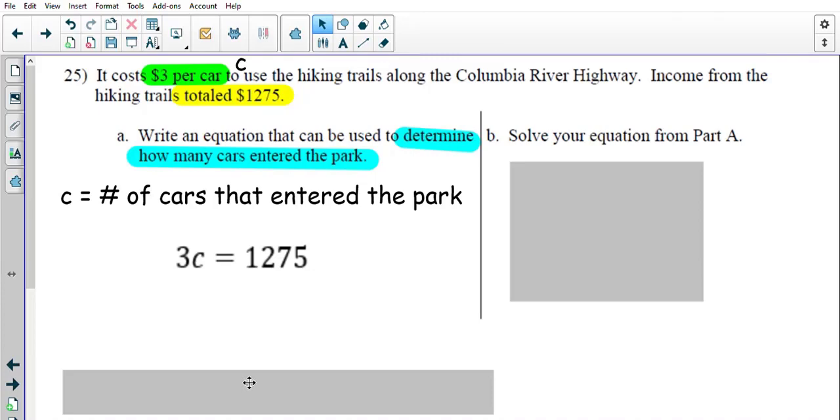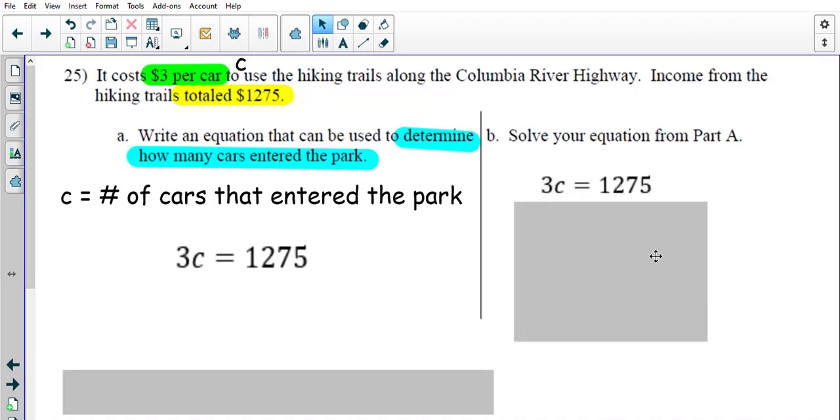1,275. Now, I've also had some students recognize that what they need to do to find their solution is take 1,275 and divide it by 3. So they'll write 1,275 divided by 3, which is great, but you've got to make sure you set it equal to your variable. In this case, it's C. So 1,275 divided by 3 equals C is also fine, just like I said when we solved one-step equations by adding and subtracting. All right, let's solve this equation.